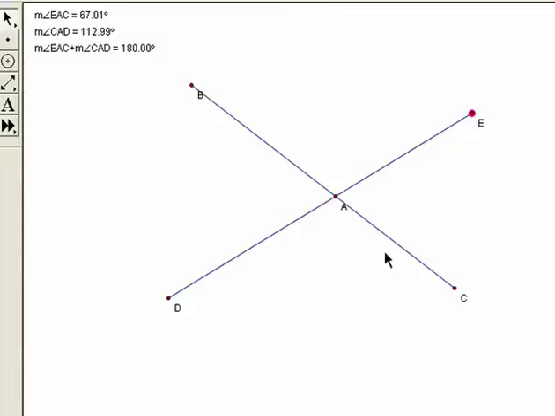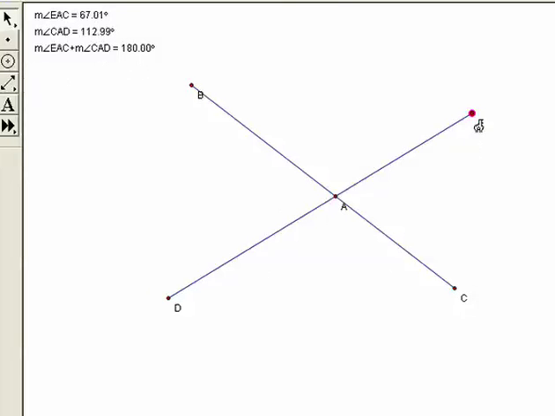Let's use Geometer Sketchpad now to understand complementary and supplementary angles a little bit better. You can see I have these two intersecting line segments here. Notice I have this sum up here, measure of EAC plus measure of CAD equals 180 degrees. And so we can see EAD and then CAD, those two angles.